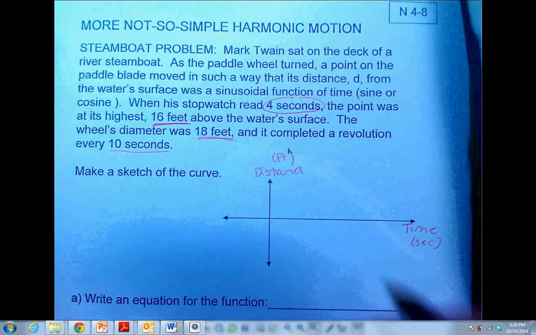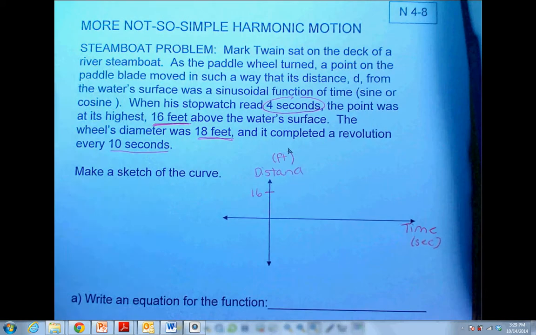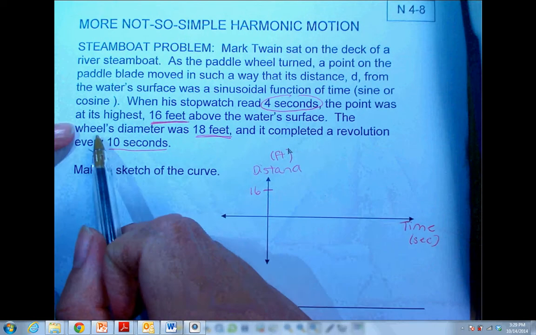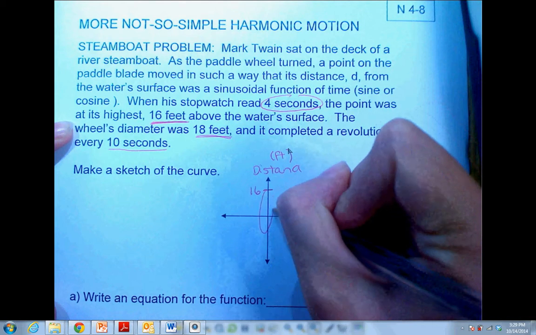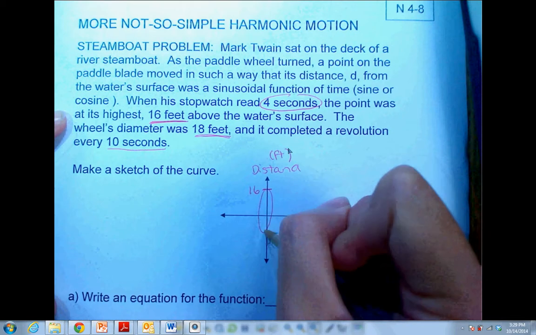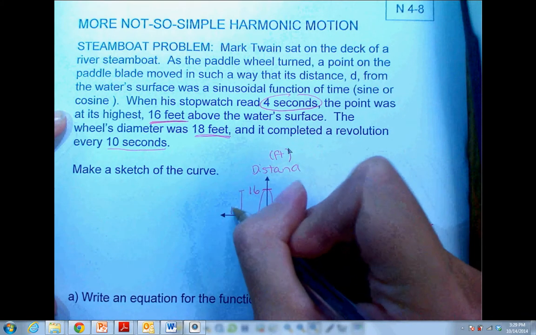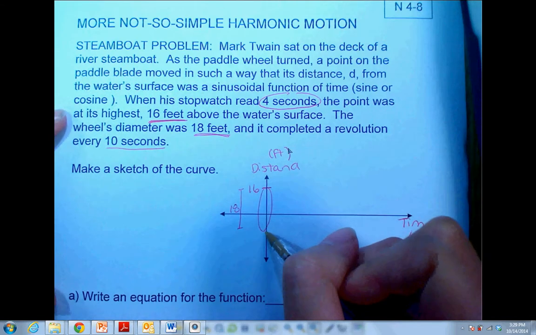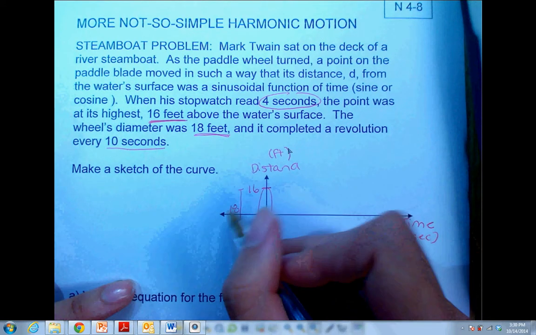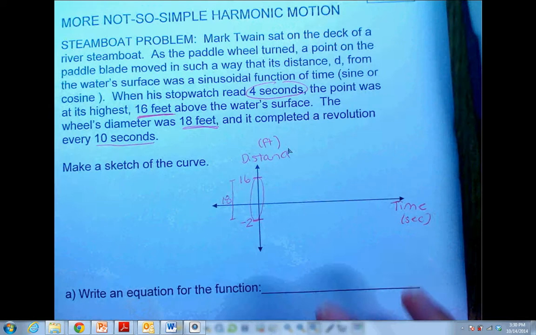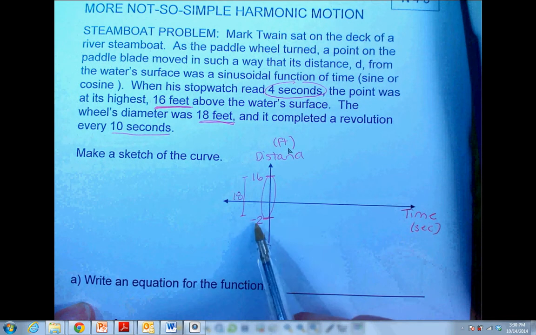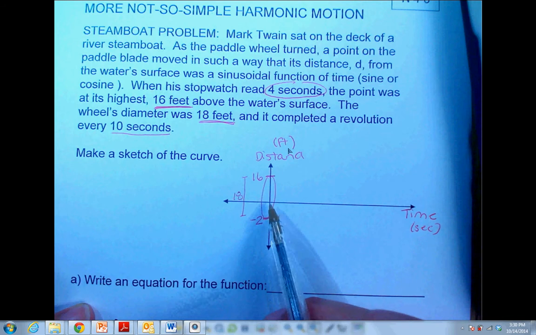So we know that the highest point is 16 feet. What we don't know is what the lowest point is, but this problem gives you another piece of information, which is that the diameter is 18 feet. So if this is my wheel, and I know that the diameter, so from here to here, is 18 feet, I can actually figure out what my lowest point is going to be by doing 16 minus 18. So 16 minus 18 gives me -2, which tells me that my lowest point is going to be -2, which is 2 feet below the water surface.